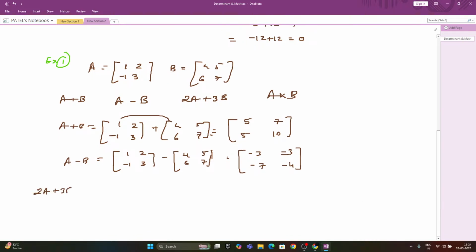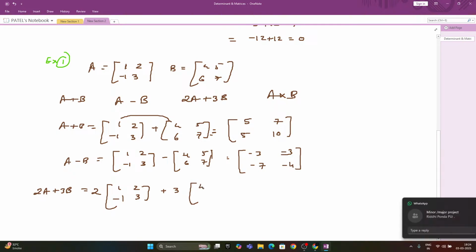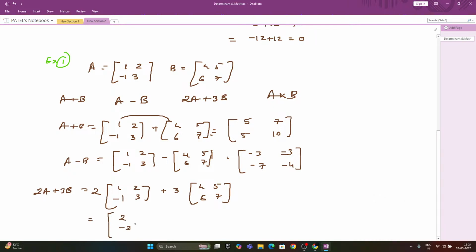Scalar multiplication. From addition and subtraction, you have to multiply the first matrix by 2 and the second matrix by 3. So 2 ones are 2, minus 2, 4, 6, plus 12, 15, 18, 21. Add them now. So 12 plus 2, it is 14, 15 plus 4, it is 19, 18 minus 2 is 16, and 21 plus 6, 27.